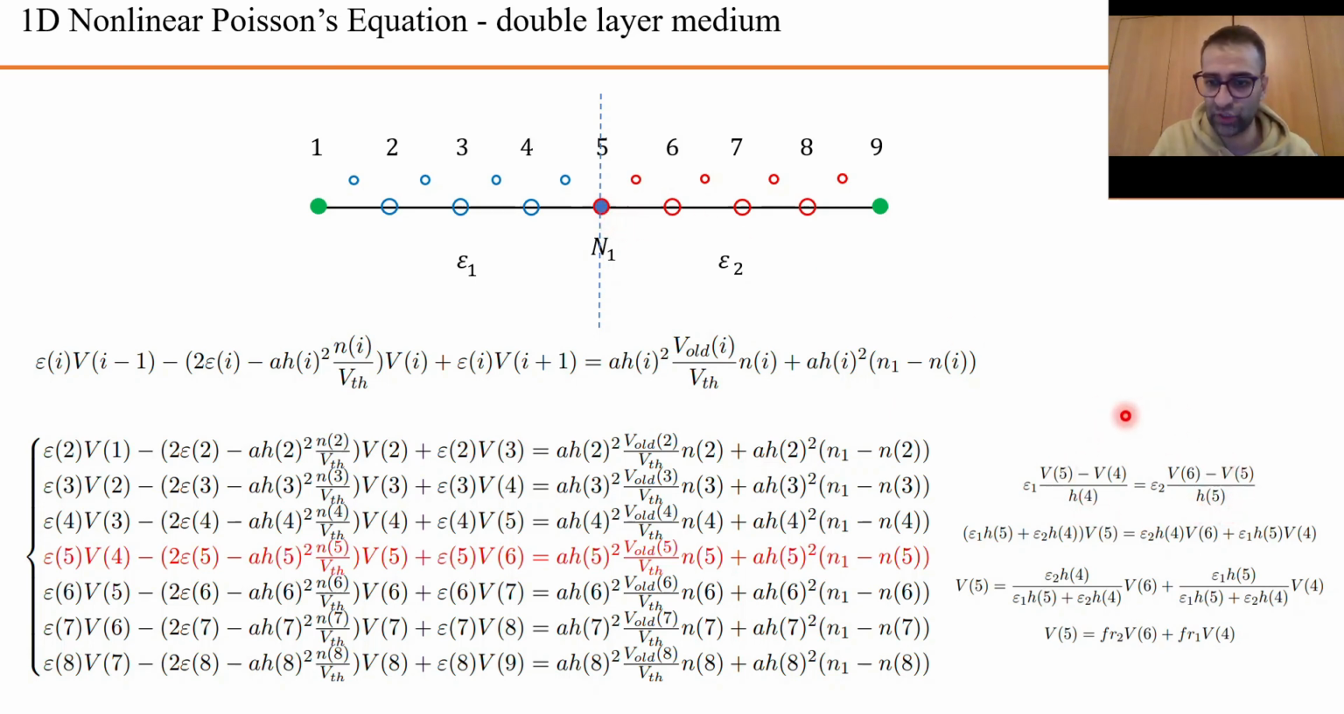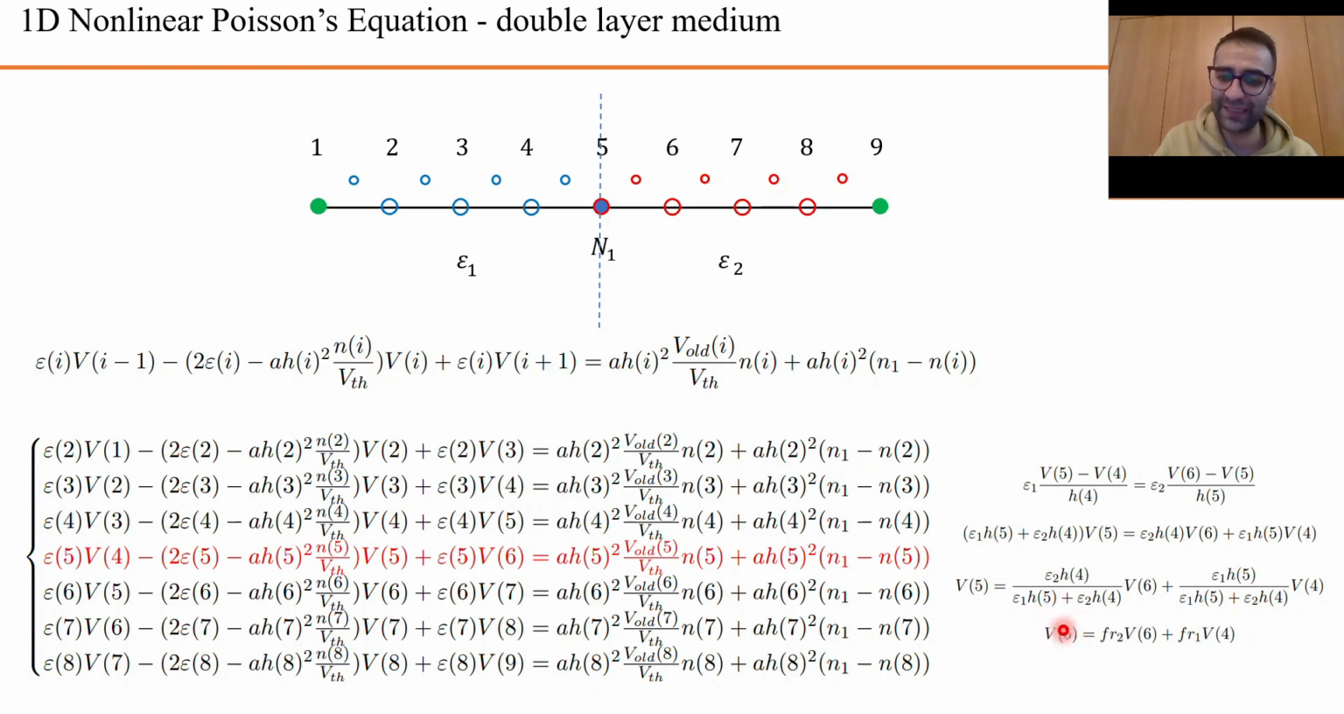And after simplification of this equation and keeping V5 on one side of the equation and the rest of the terms on the other side, we will get such an equation that FR2, that stands for some fraction, is epsilon 2 H4 divided by epsilon 1 H5 plus epsilon 2 H4. And FR1 is epsilon 1 H5 over epsilon 1 times H5 plus epsilon 2 times H4.